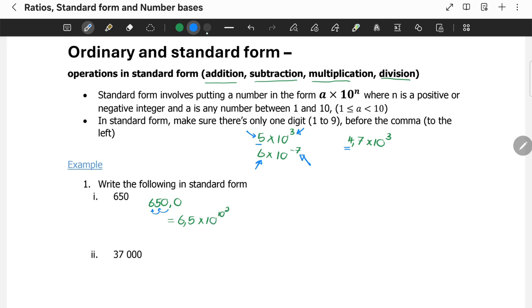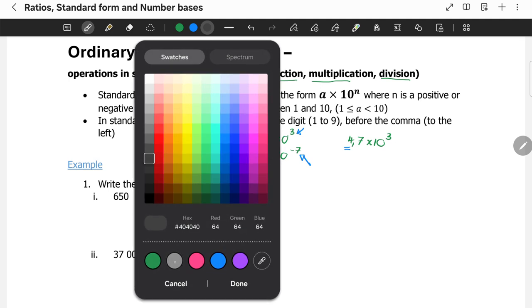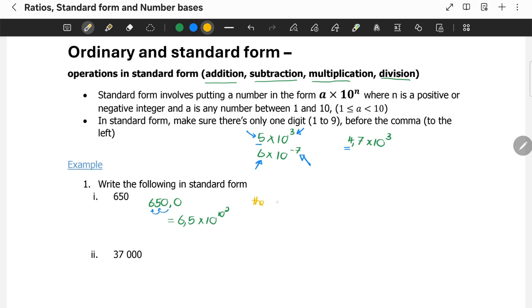As a note, the decimal moved 2 places to the left. That's why n is equal to plus 2. It's positive 2 because we moved 2 places to the left.